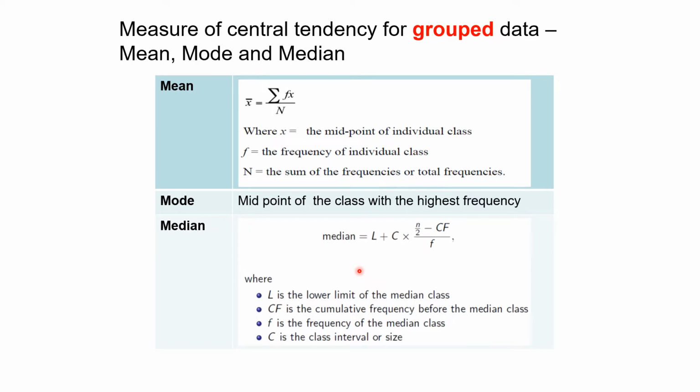And for median, this is the formula used for data grouped by class. L here refers to the lower limit of the median class. Later I will show you an example of how to identify the L. CF is the cumulative frequency before the median class, and F is of course the frequency of the median class, and C is the class interval. As in 100 to 110, there are 10 data, so the size of the class interval is 10.